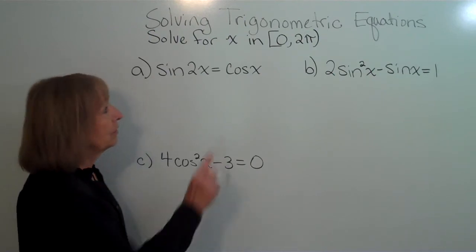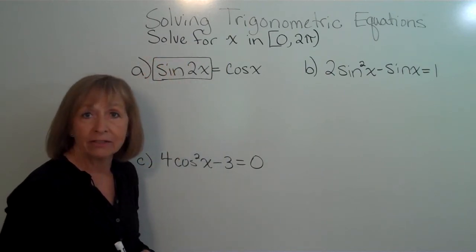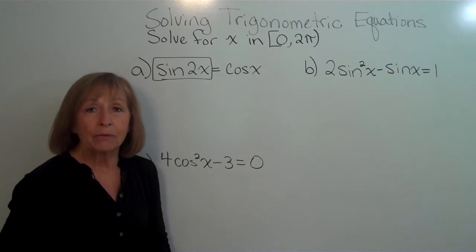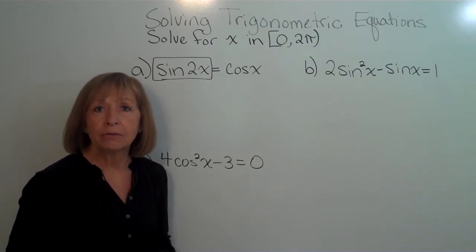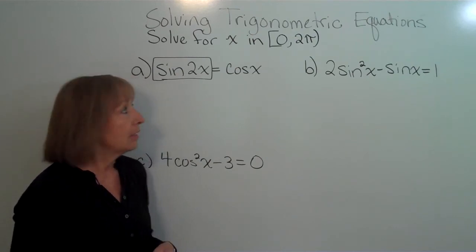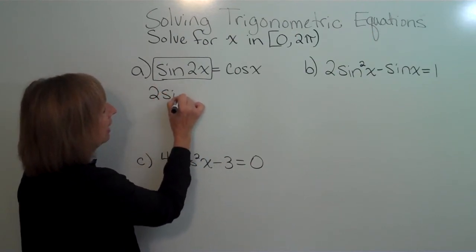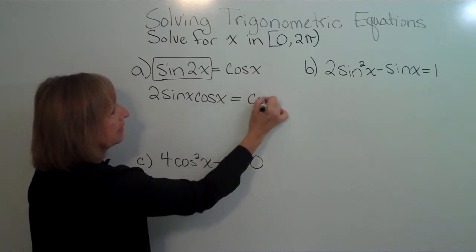But I do know that there is a trig identity replacement for the sine of 2x. It's a double angle identity. If you don't quite have those fresh in your mind, I've put links to videos that go over those identities in the description of this video. Sine 2x's replacement gives 2 sine x cosine x is equal to cosine x.